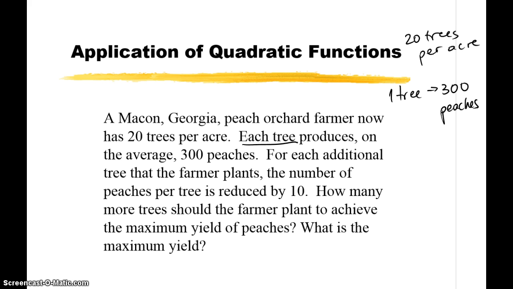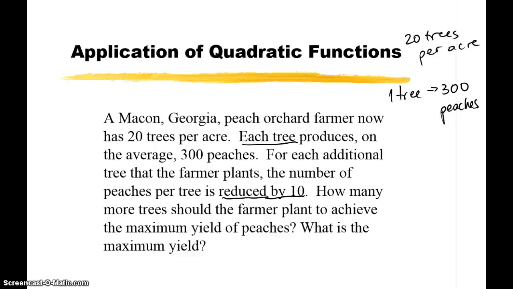Okay, so it says for each additional tree that the farmer plants, the number of peaches per tree is reduced by 10. So for any additional tree that he includes, the number of peaches is going to be reduced per tree by 10 peaches. How many more trees should the farmer plant to achieve the maximum yield of peaches? What is the maximum yield?